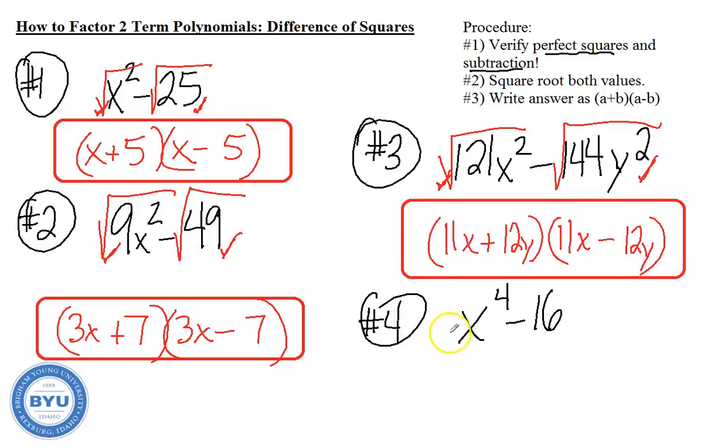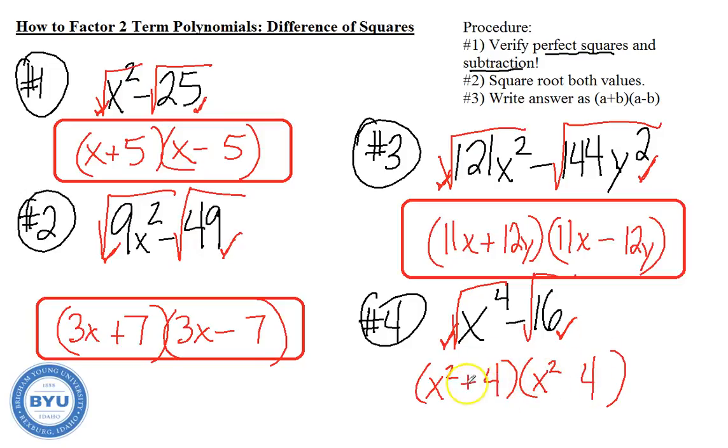Question number 4 is a little bit of a bonus. Let's see if you got it. This is a perfect square, yes. 16 is a perfect square, that's good. So we can put it into two parentheses. The square root of x to the fourth is x squared. And the square root of 16 is 4. We put 1 plus, 1 minus.